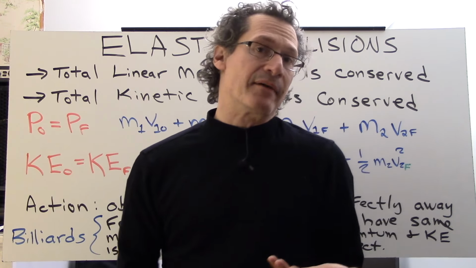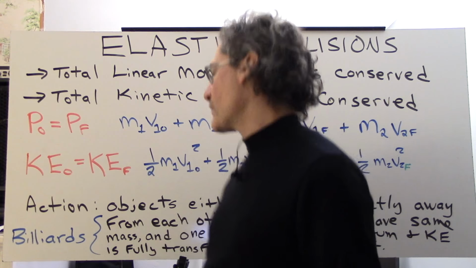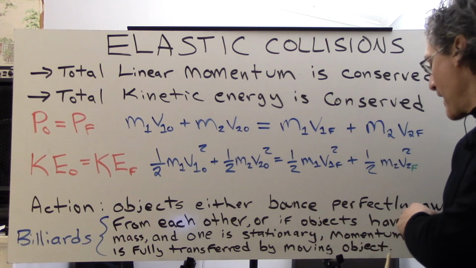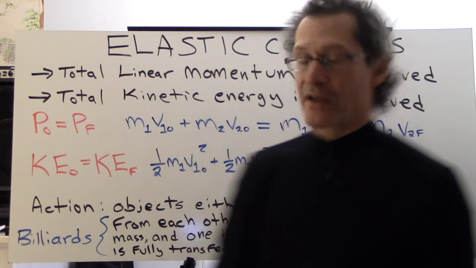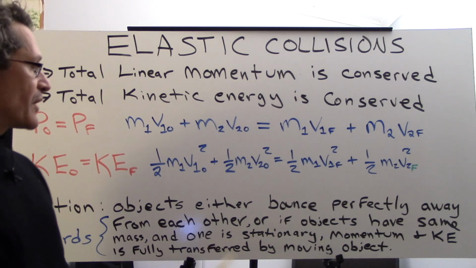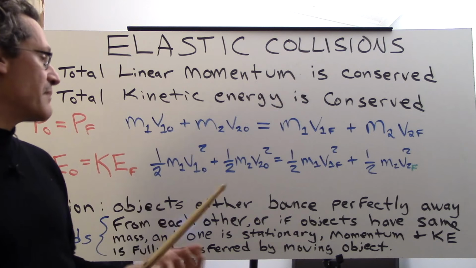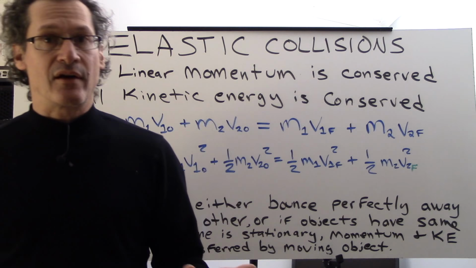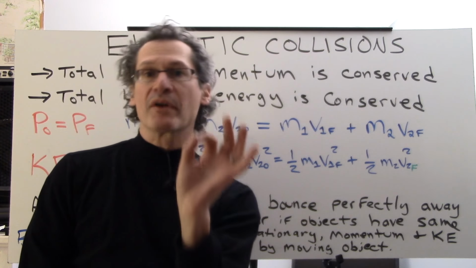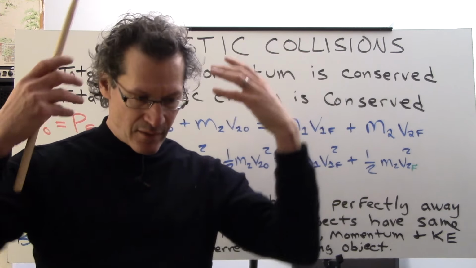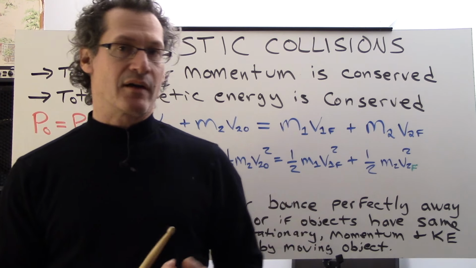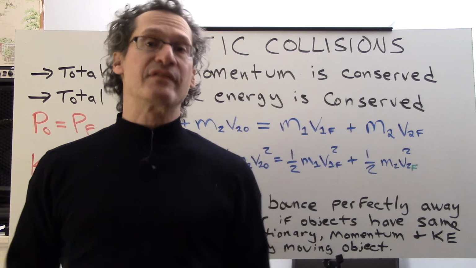But before we do that, I want to discuss the action. What happens? The action here is that objects bounce perfectly away from each other if the objects have the same mass and one is stationary. So this situation here is we're looking at an action if one of them is stationary. That's what we're going to model: one of the objects is stationary and the other one is moving, and they're purely elastic in terms of their collision. So what happens in that case?